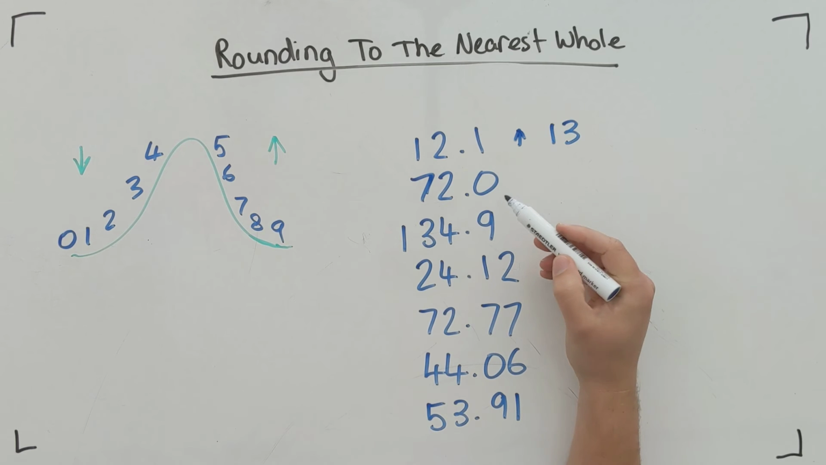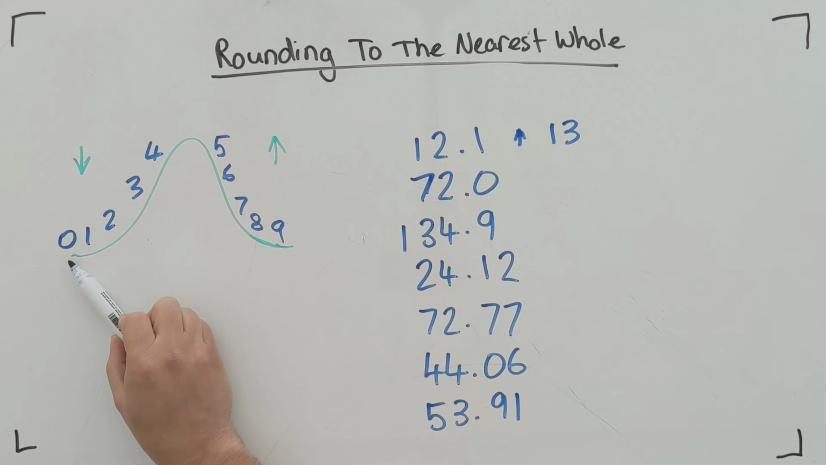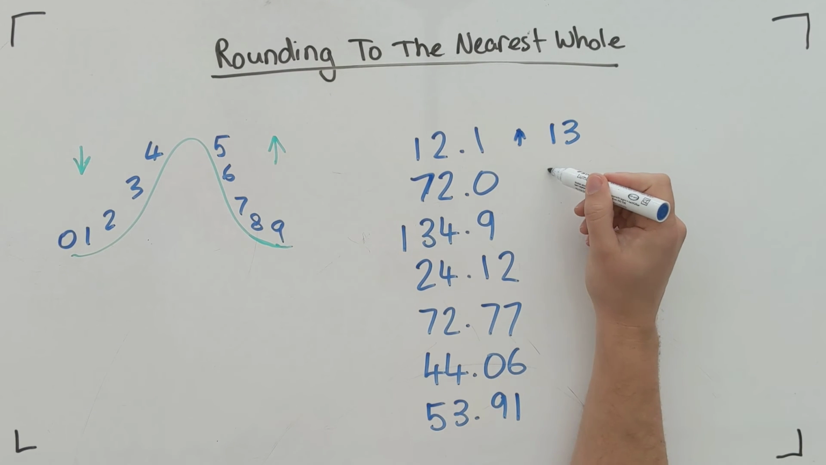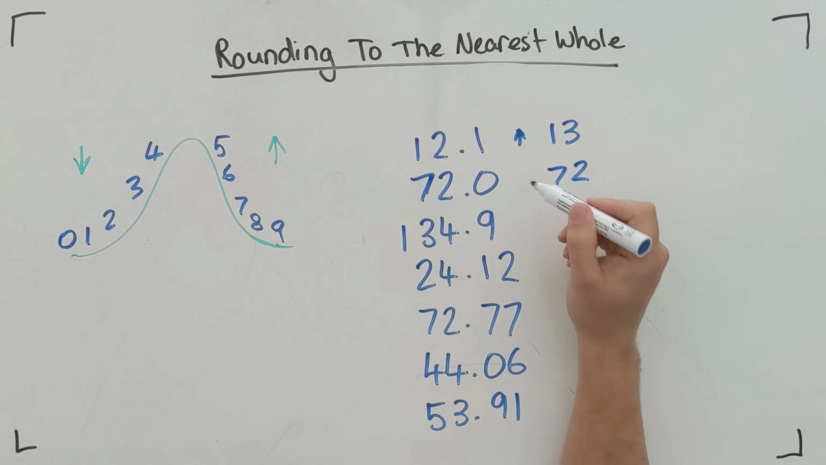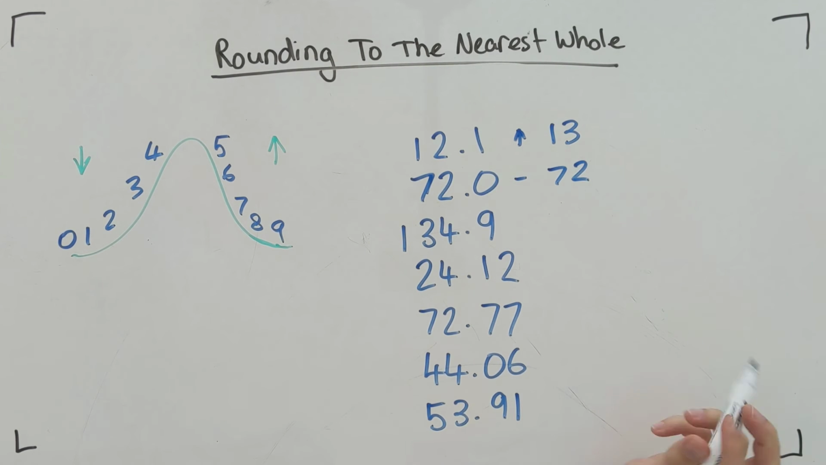72.0, well, 0 in the tenths column is definitely on the left-hand side of the hill. I think we're just going to be staying at 72. We didn't really go up or down there, did we? We just kind of stayed where we were.